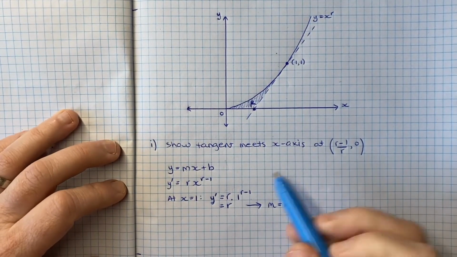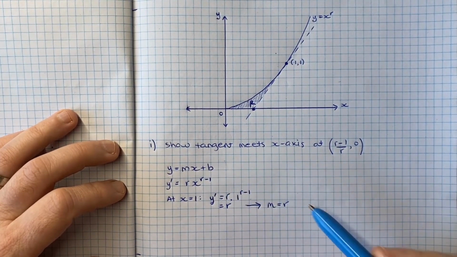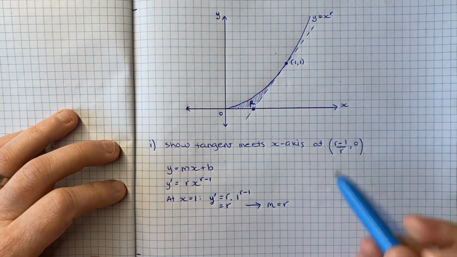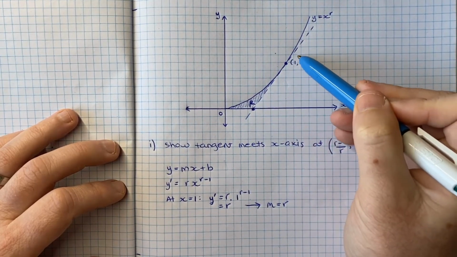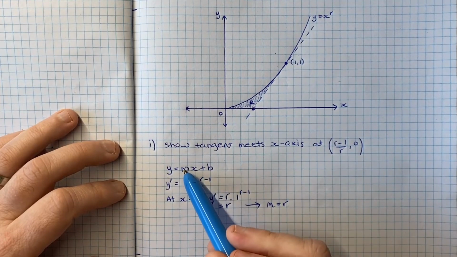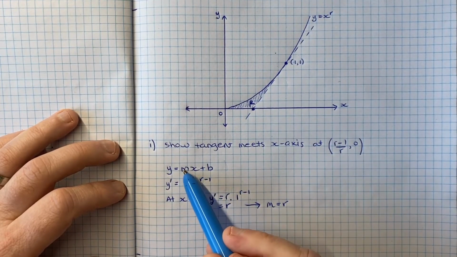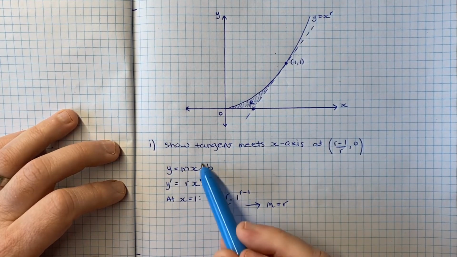So that's the first unknown. The next unknown we need to find is b. Now, we can use the fact that we know this tangent line crosses through the point (1, 1) to solve for b, because we've got m already, we've just said it's r. We know that when x is equal to 1, y is equal to 1, so that should give us enough.